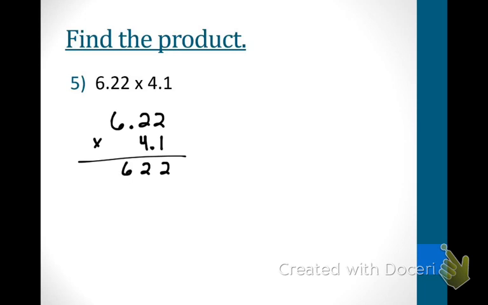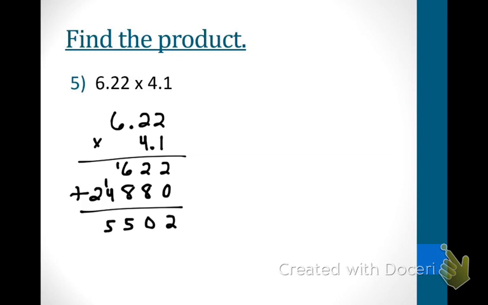6, 0, 8, 24. Go ahead and add it up. 2, 10, 15, 5, 2. Okay, remember over here, how many decimal places did I have? 2 and 1. 2 and 1, the total is? 3. Okay, so we want to move it over 3 places. What's my answer? 25.542. Excellent job.